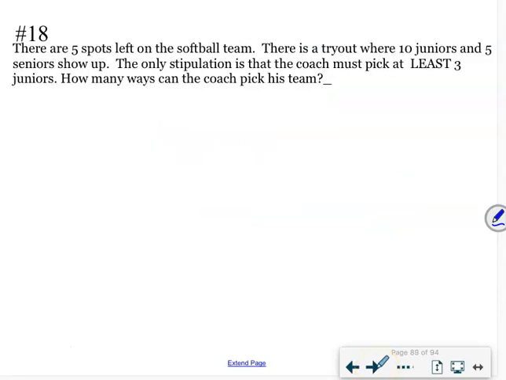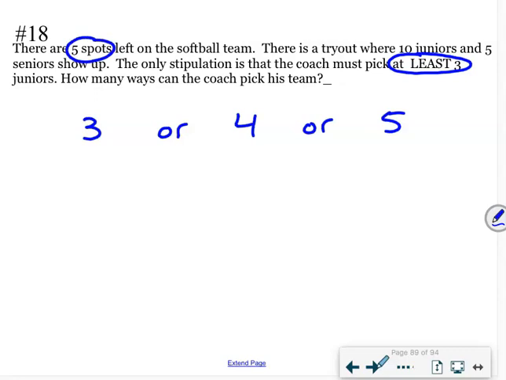Number 18, there are 5 spots left on the softball team. There's a tryout where 10 juniors and 5 seniors show up. The coach must pick at least 3 juniors. How many ways can the coach pick his team? So, at least 3. That means 3 juniors or 4 juniors or 5 juniors. This one gets a little bit complicated, because we're taking a total of 5 people as we look at this.